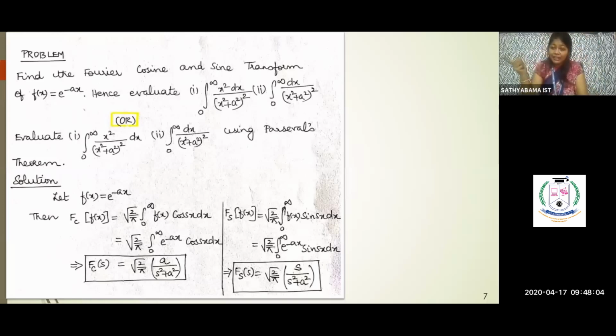Now that should remind you of s by s square plus a square. When will I get s by s square plus a square? Only in the Fourier sine transform of e power minus ax. Okay. Similarly, look at the second integral.